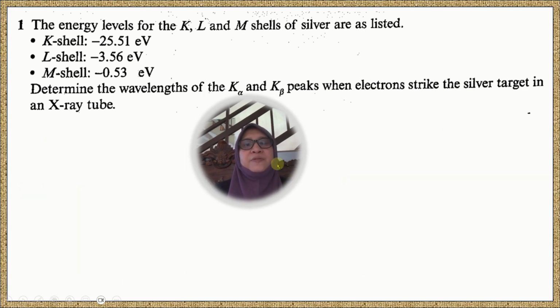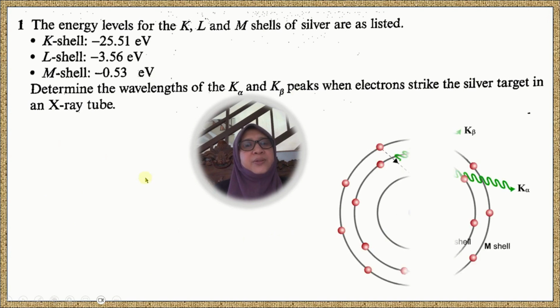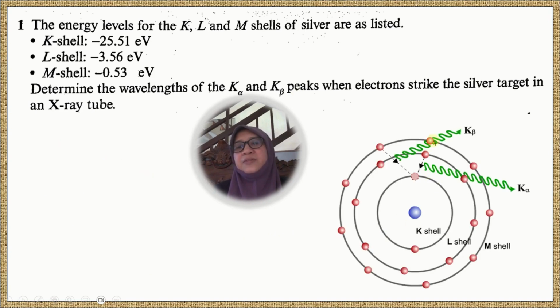Okay, next we are going to find K beta. So K beta is the photon emitted when the electron from the M shell fills in the empty space in the K shell. The electron that is kicked out in the K shell is filled in by the electron from the M shell. Okay, M to K.